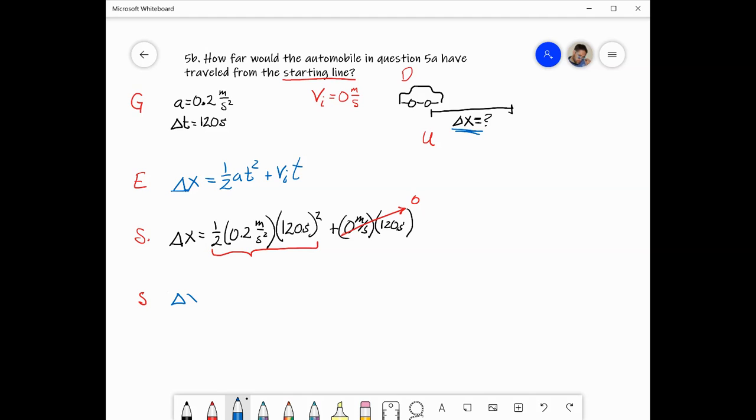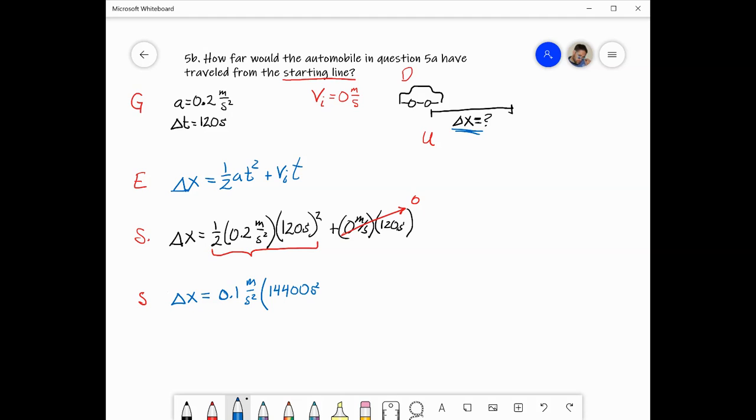So I've got delta x equals, and I can do this part of it. So 1/2 times 0.2 is 0.1. So I know that's the case. And I still have the meters per second squared. The second one is 120 squared. I'm going to go ahead and grab my calculator because this is a large number. So 120 squared is 120 times 120, right? And this number here is 14400. And the seconds are squared too, so I'm going to square the seconds.